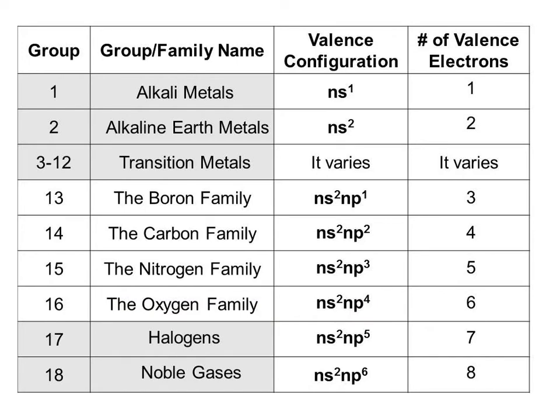Group 17 again has a special name. They are the halogens, and they have a valence configuration of ns2 np5, 7 valence electrons. Group 18, the final one, are the noble gases, and they have a valence electron configuration of ns2 np6 and have 8 valence electrons.